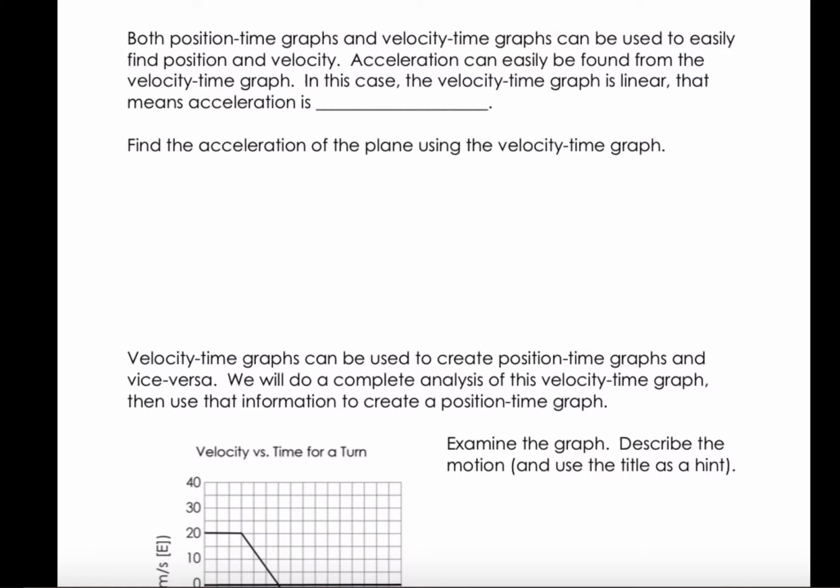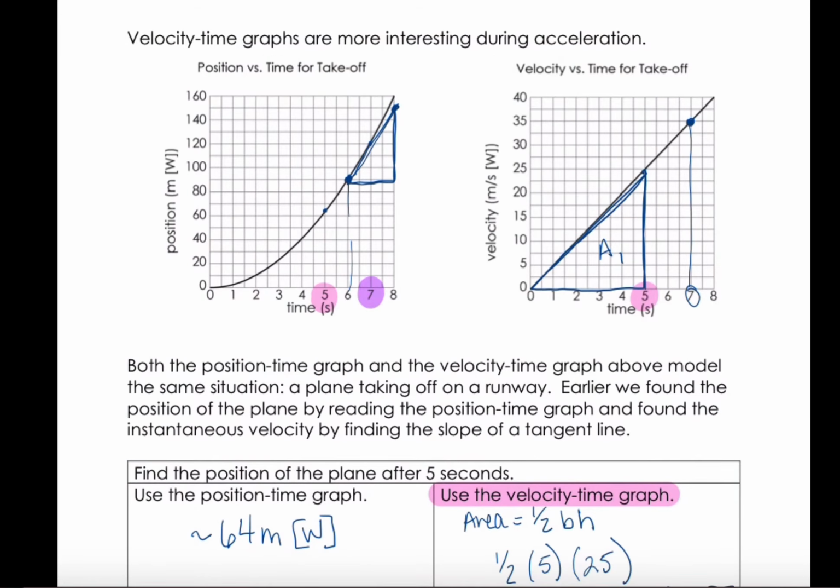Moving on, both position time graphs and velocity time graphs can be used to easily find position and velocity. Acceleration can easily be found from the velocity versus time graph. In this case, the velocity time graph is linear. That means that acceleration is going to be constant. If we look back, it is linear, meaning that it's not changing directions or anything like that. So our acceleration is constant.